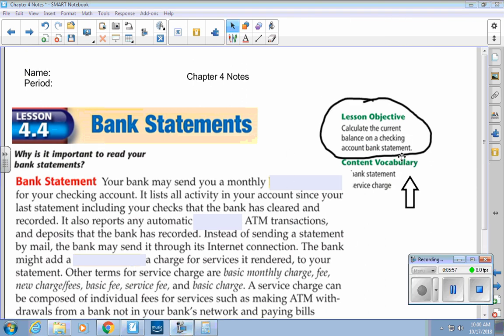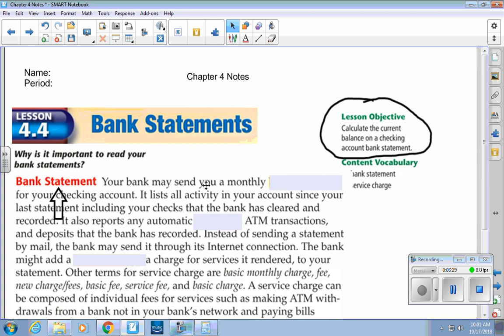In talking about calculating the current balance on a checking account bank statement, we're going to look at bank statements and service charge. So it is important to read your bank statements. There are mistakes that are made. There are people who steal your account information and could use your debit card to make purchases that you don't know about. So it's really important that you keep an eye on your bank statements and that they're accurate.